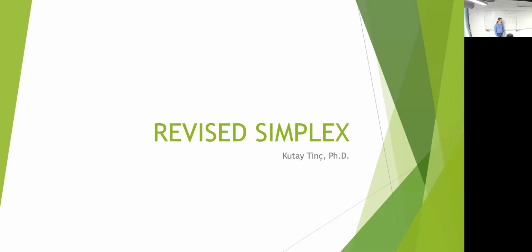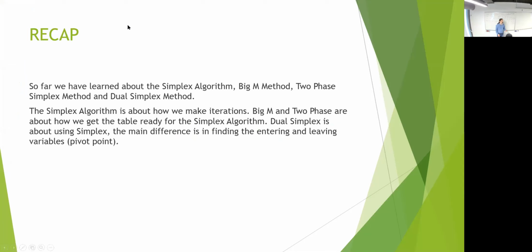So what's revised simplex? Before we start, we have to check out what we have seen so far, which is the simplex, the big M, the two-phase, and dual simplex methods. 4 different simplex types. Now, with simplex, it's about how we make iterations. Big M and two-phase are how we deal with greater than signs and constants, and how we make them ready for simplex. We just turn those greater than signs into a standard form, a ready form, for applying simplex.